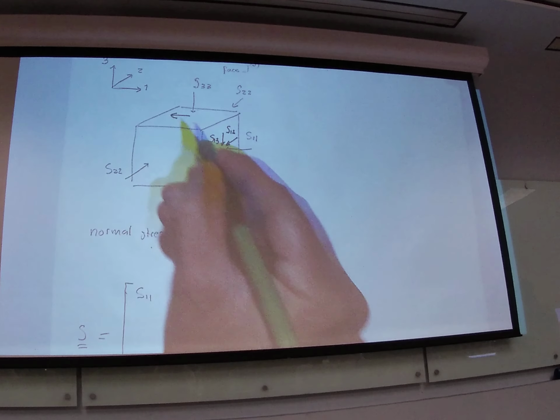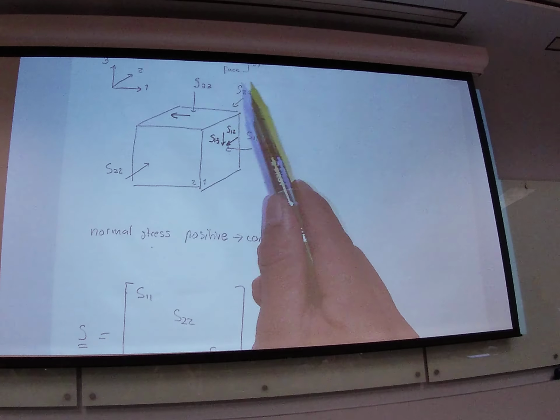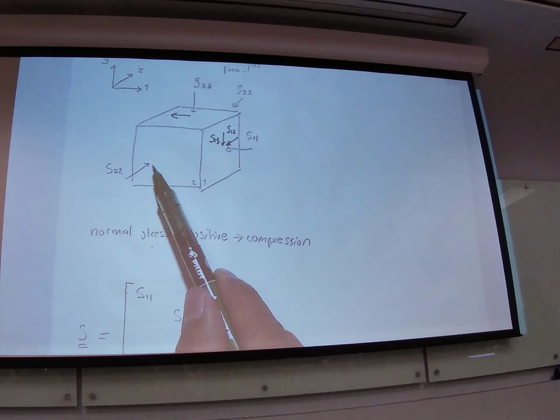Professor? Yes. Why is S22, the normal force right there in the face of the block, positive or negative? This one? The other one. The one, yeah, right there.